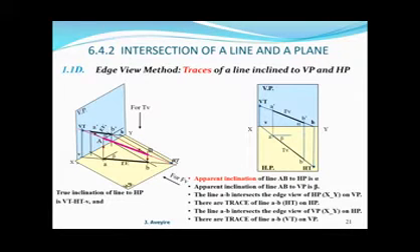Now, the true inclination of the line to HP will be VT, HT, and V. That is the true angle of inclination. That's the angle formed by those points. Note VT is on the vertical plane, HT is on the horizontal plane, and V is on the x-axis. That is the angle formed between them.